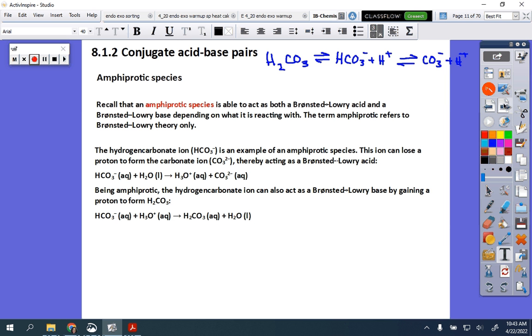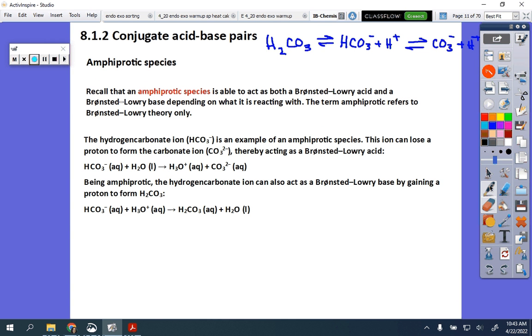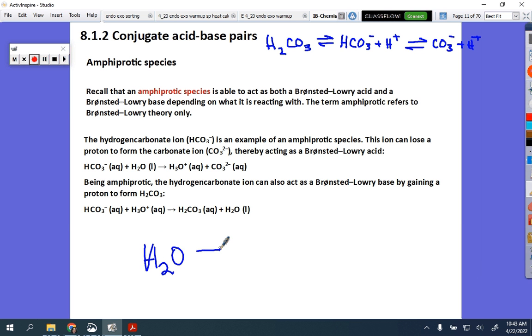So the example they give here, water obviously is amphiprotic in that we can have, let's do this, water, sorry, it's a terrible equilibrium sign. Water can gain a proton to become hydronium, but it can also lose a proton to become hydroxide. So that's what makes it amphiprotic.